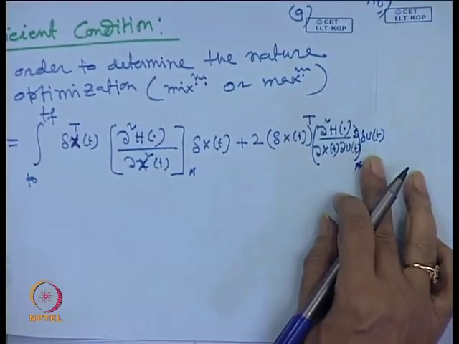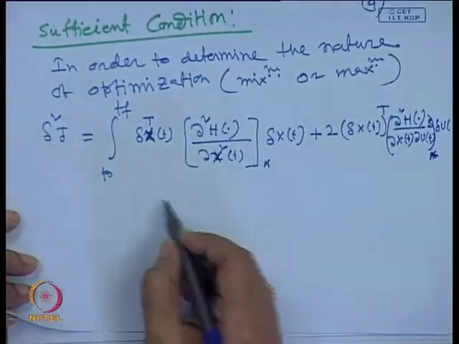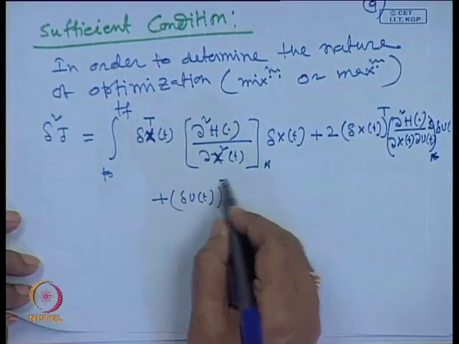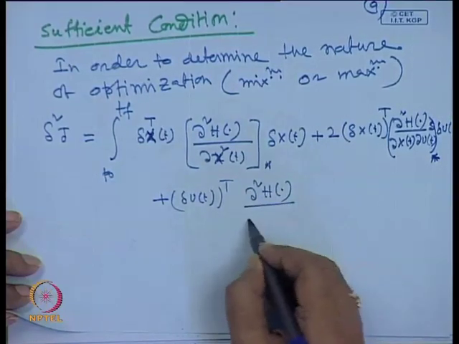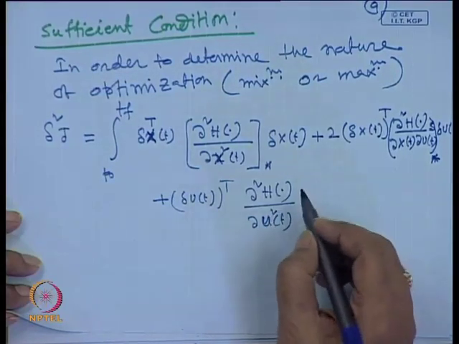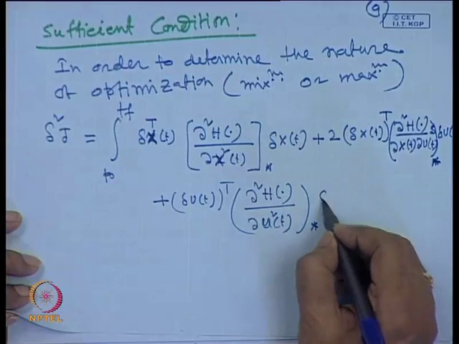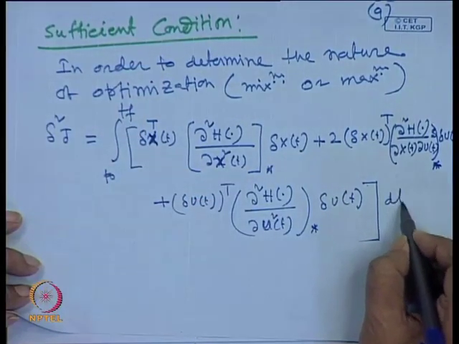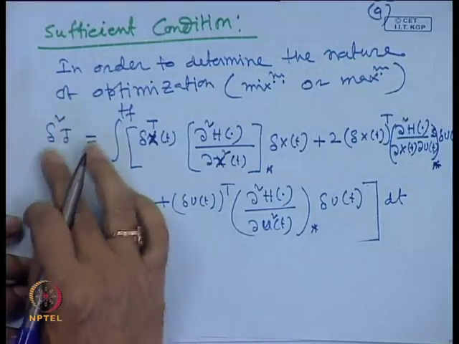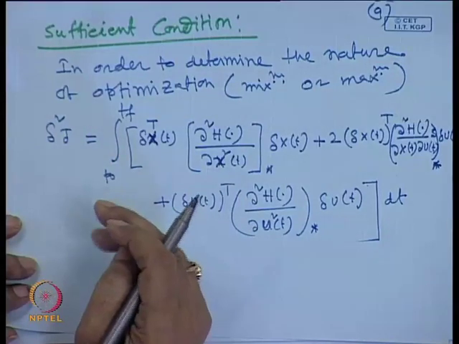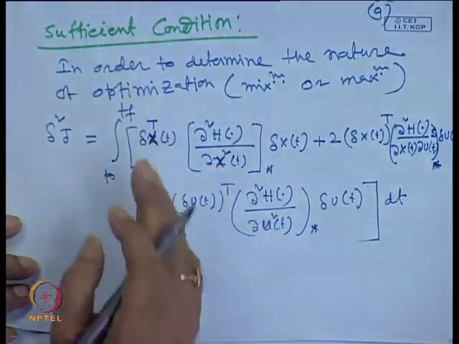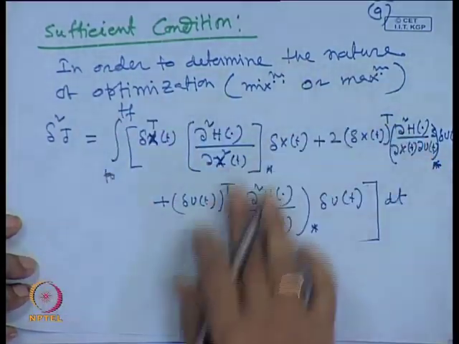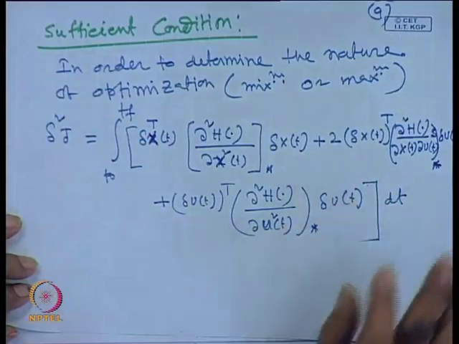plus delta u of t whole transpose, del square L by del u square of t, delta u of t, that whole bracket, which you differentiate with respect to dt. We know that this delta square must be positive if the functional value is minimum. If the integration value is negative, then the functional value is maximum.